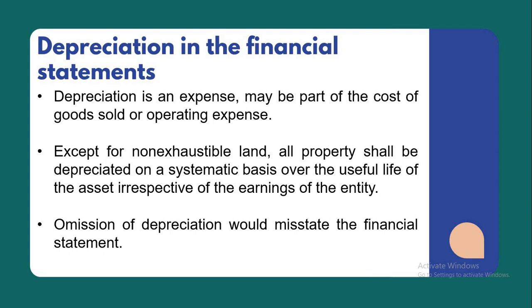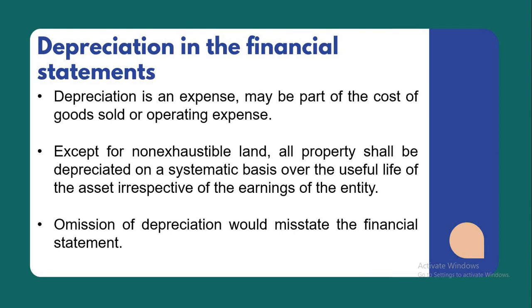Other than those used in the factory or in the production, depreciation on those assets shall be part of the operating expenses. Except for non-exhaustible land, all property shall be depreciated on a systematic basis over the useful life of the asset, irrespective of the earnings of the entity. Again, all properties of the entity except for land, because land is a non-depreciable asset. So aside from the land, all property shall be depreciated regardless of the earnings of the entity.